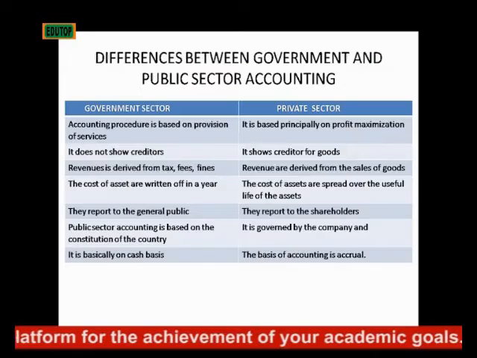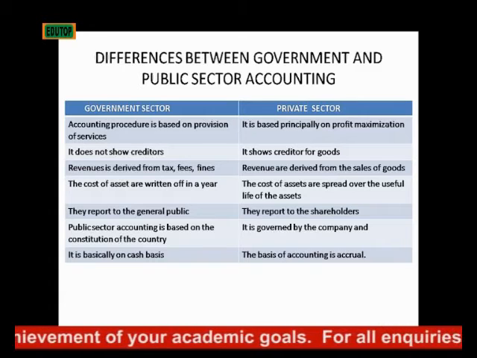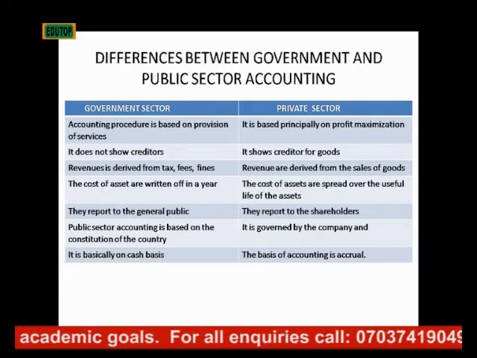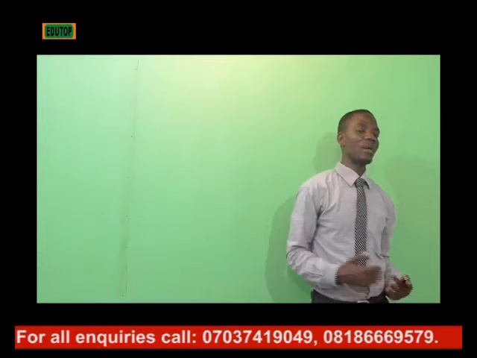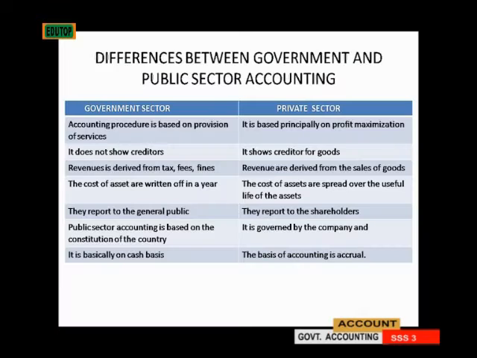Then the next one, that of the private sector, is based principally on profit maximization, and that is the purpose of establishing a private sector. It is established in view of profit, and profit is what can keep a private sector going. Then the next one is that the public sector does not show creditors. But in the private sector, it shows creditors for goods.